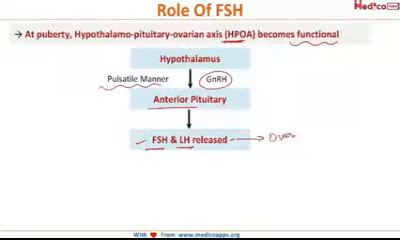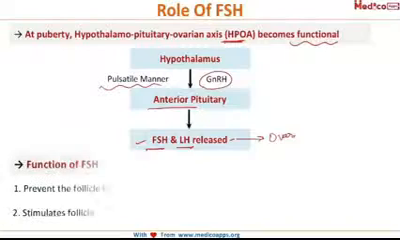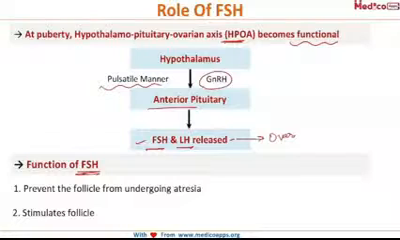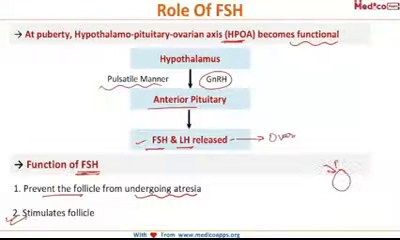Now let's see the function of FSH. As the name suggests, follicle stimulating hormone. The basic function of this is to stimulate the forming follicles. So it stimulates the follicles and prevents them from undergoing atresia. Any follicle on which the FSH is acting will not undergo atresia, it will remain as such. And subsequently, the growth of the follicle will be stimulated. So the follicle will start growing.